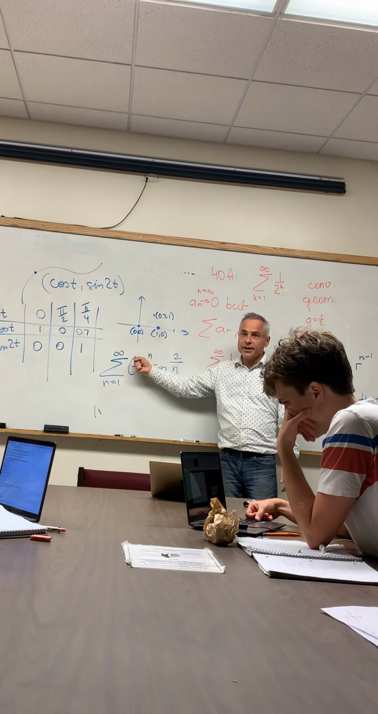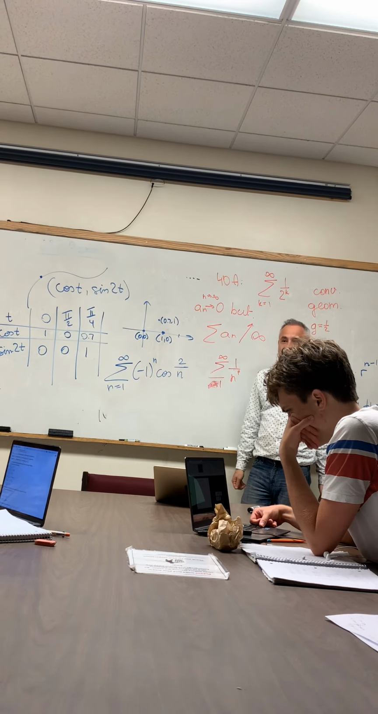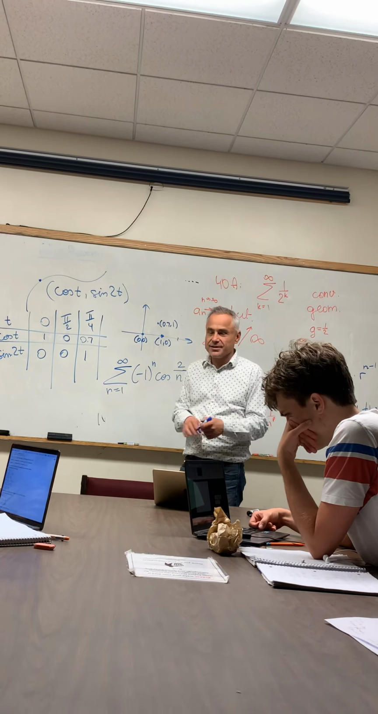That just tells you the sign, right? So it'd be something close to 1 with a negative sign, plus something close to 1 with a positive sign. So what do you guys think? What would happen with that series?